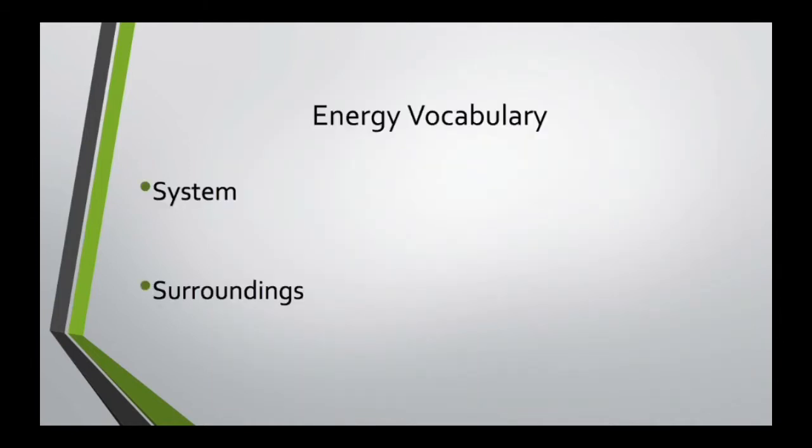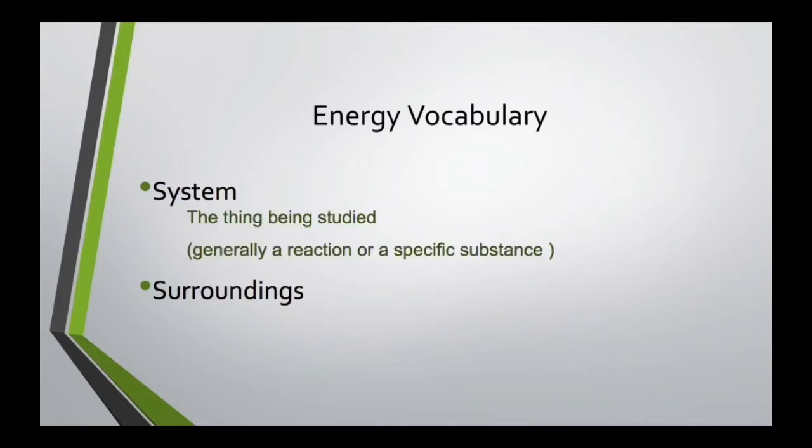The most simple thing we need to make sure to understand and define when we're talking about energy is what is the system and what is the surroundings. And the system is always whatever is being studied. In chemistry, this is generally a chemical reaction or a specific substance. And the scientist gets to decide what their system is. You could be a scientist studying a single substance, not even how it reacts, just how it melts or boils or freezes.